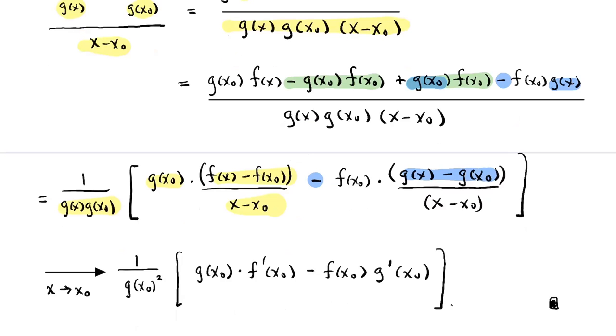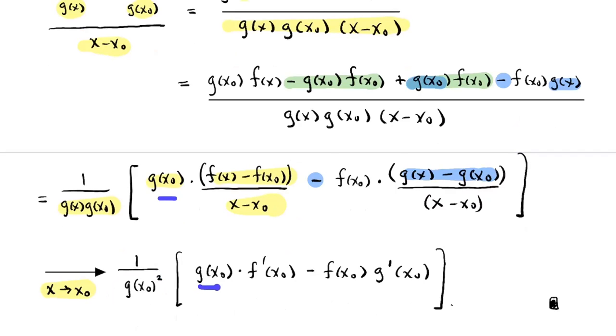And then I would take the limit as x goes to x0 of both sides of that equation. I'm not writing it out in as much detail here, but what would happen? Well, the g of x is going to approach g of x0 by continuity. So I'm going to get 1 over g of x0 squared out there.